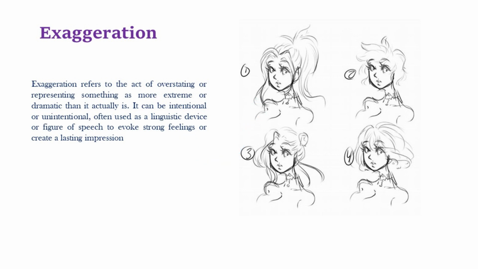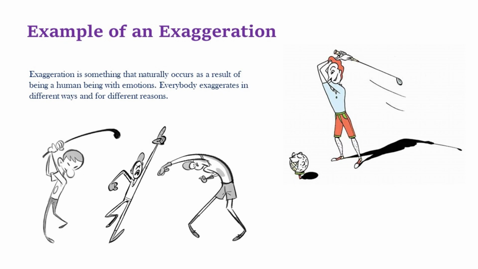Exaggeration is the 10th principle of animation. It refers to the act of overstating or representing something as more extreme or dramatic than it actually is. It can be intentional or unintentional, often used as a linguistic device or figure of speech to evoke strong feelings or create a lasting impression. This figure is an example of exaggeration.